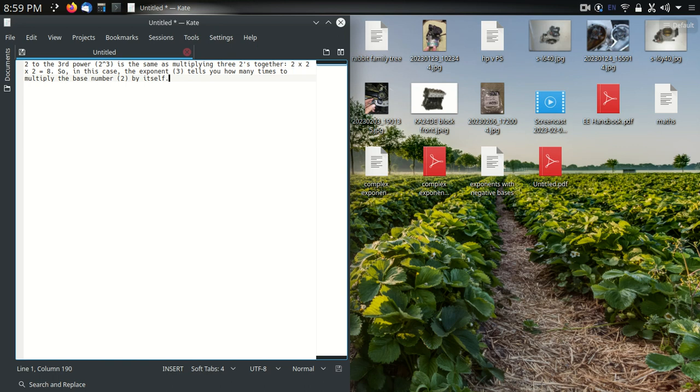Okay, so 2 to the third power, 2 to the 3, is the same as multiplying 3 2's together. 2 times 2 times 2 equals 8. So in this case, the exponent 3 tells you how many times to multiply the base number by itself.